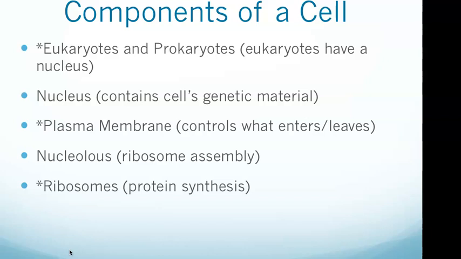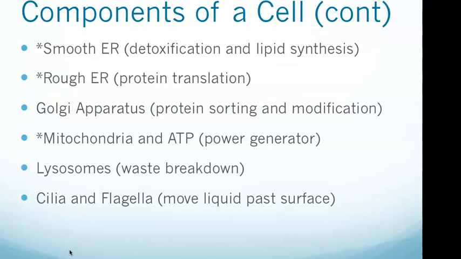Plasma membrane controls what enters and leaves the cell. The nucleolus is involved in ribosome assembly. Ribosomes involved in protein synthesis. Smooth ER involved in detoxification and lipid synthesis. Rough ER, protein translation. The Golgi involved in protein sorting and modification.